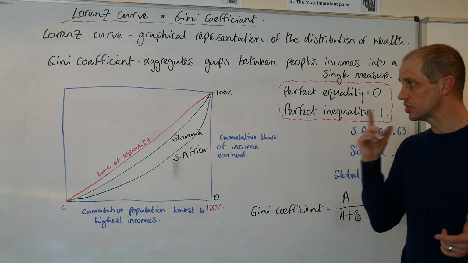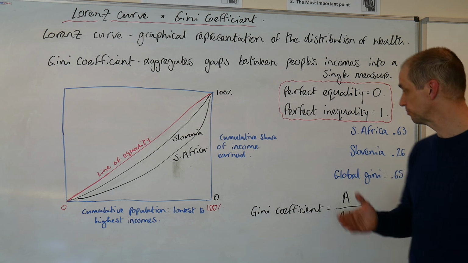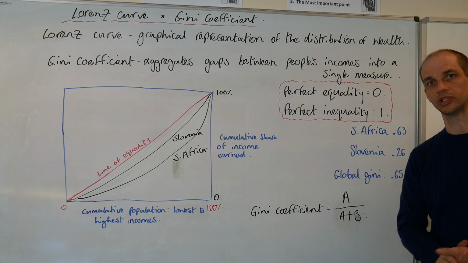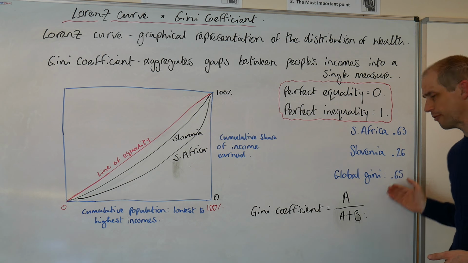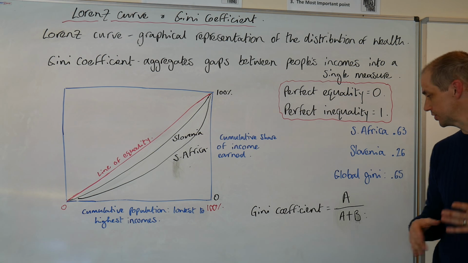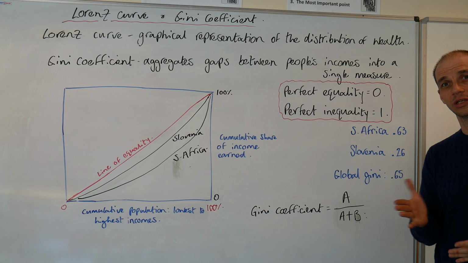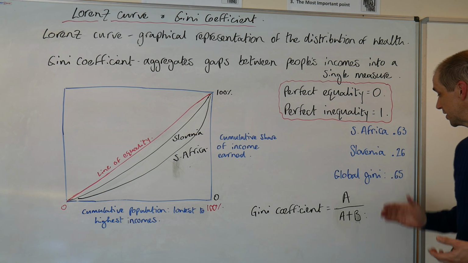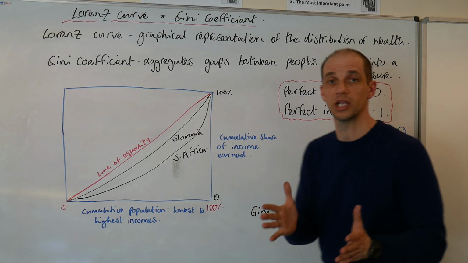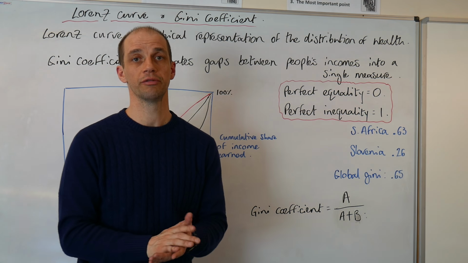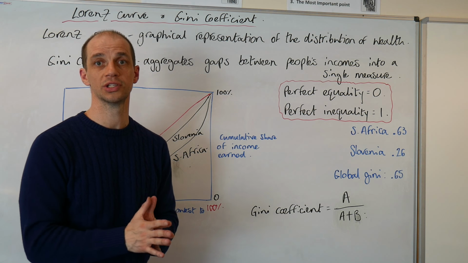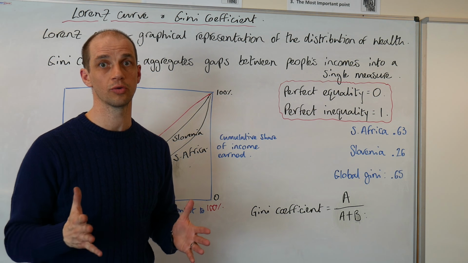Something else that's important to note is that the global Gini coefficient is 0.65. This has actually come down in recent times, since around the late 1990s where it was about 0.68. That does seem to fit together with what we've seen with the Kuznets curve and what Simon Kuznets believed would happen to inequality as prosperity increased.